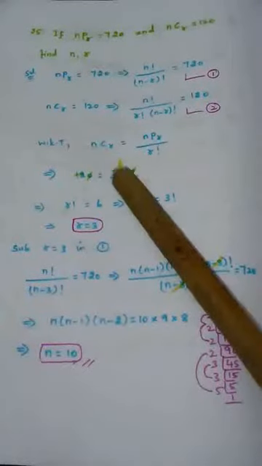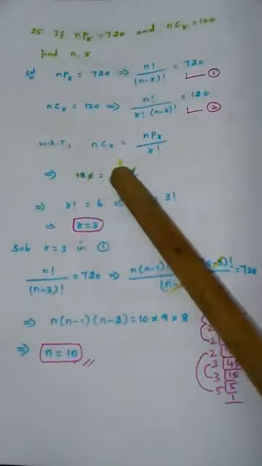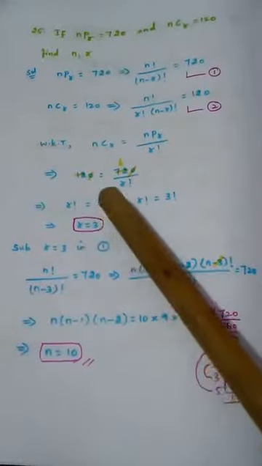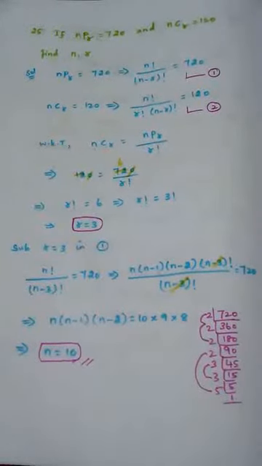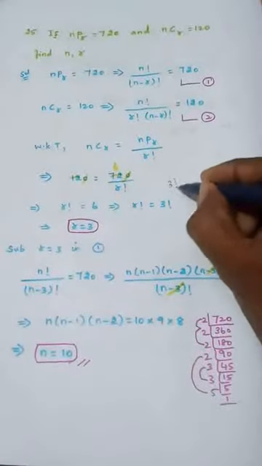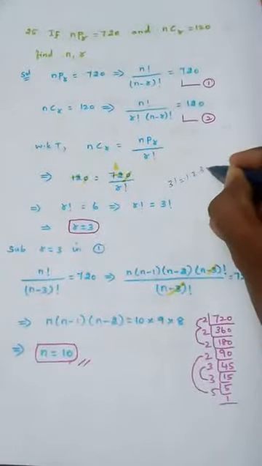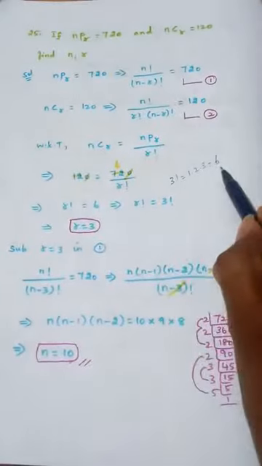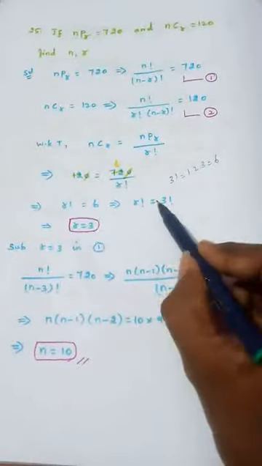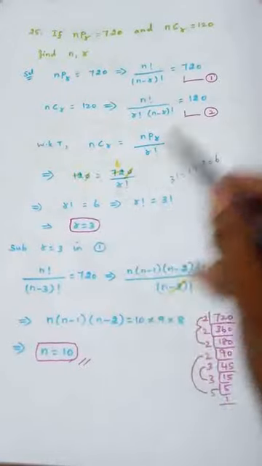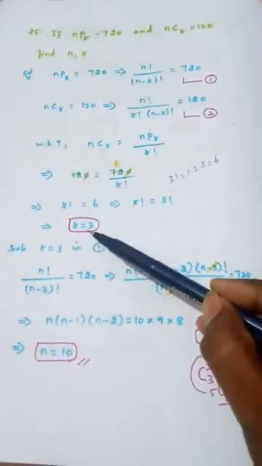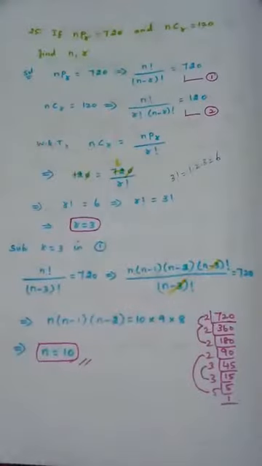The zeros get cancelled. 12 times 1 is 12, and 6 times 2 is 12. So just cross multiply: r factorial is equal to 6, and once again 6 can be written as 3 factorial. Don't ask how, because 3 factorial means 1 into 2 into 3, which is equal to 6. Now r factorial equal to 3 factorial means r is equal to 3. So we got the r value. What we need to find is n and r, out of which we got r. Still we need to find the n value.